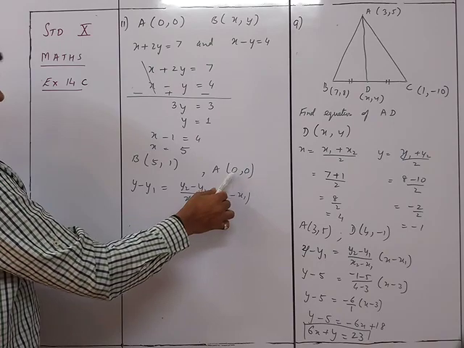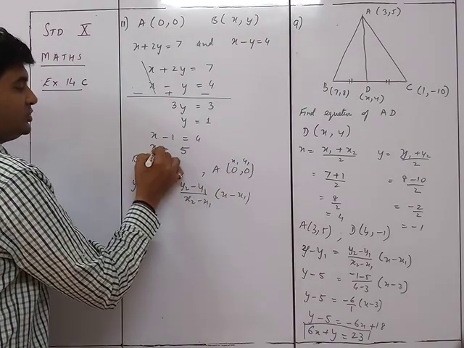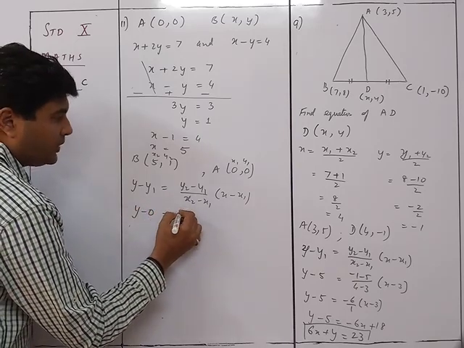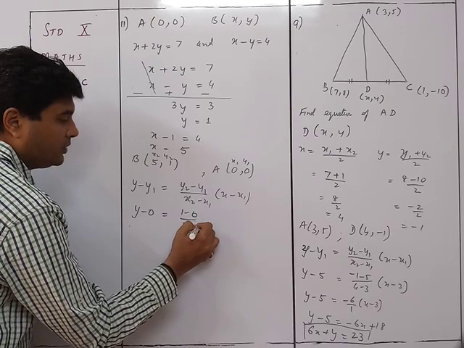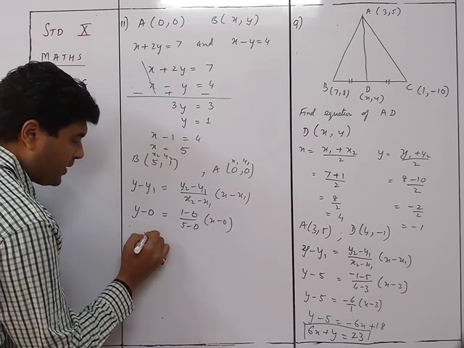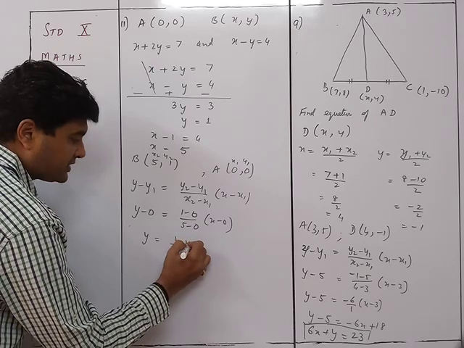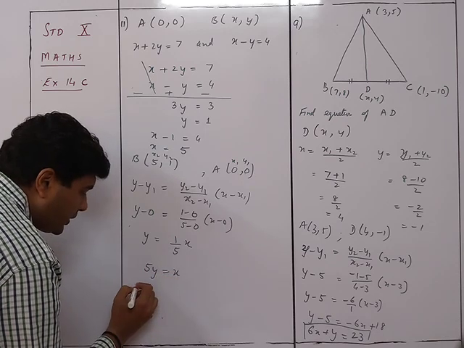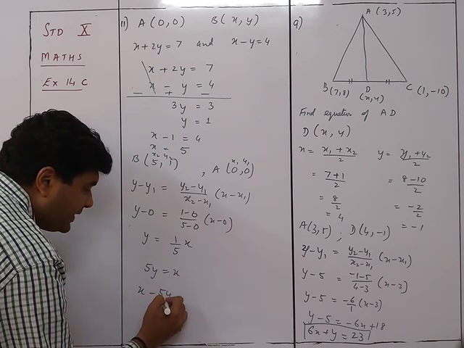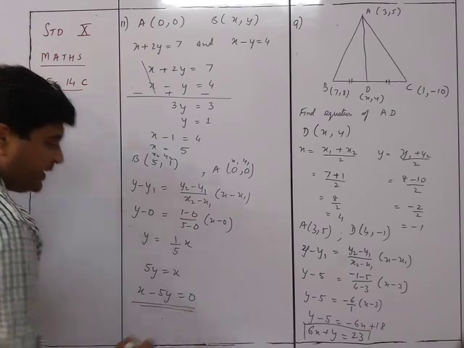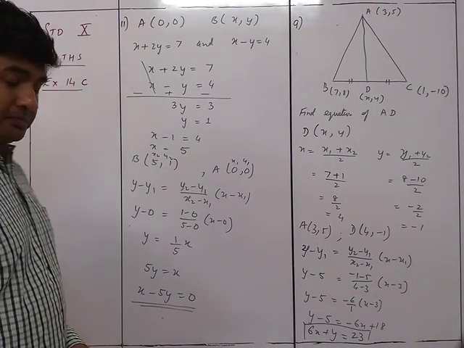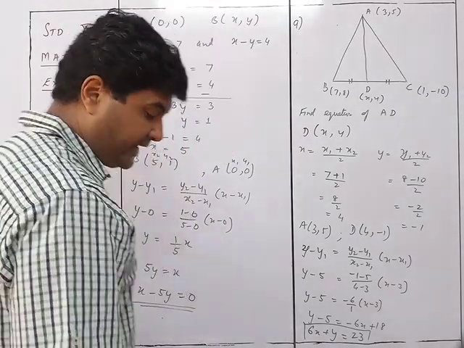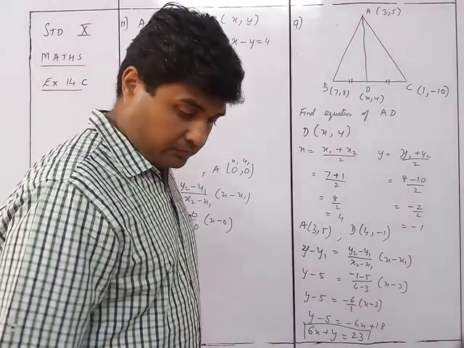To make it easy, we'll make this 0 as x1, y1 and this is x2, y2. So this becomes y minus 0 is equal to (1 minus 0) upon (5 minus 0) into (x minus 0). So automatically it is y is equal to 1 upon 5 x. Right? Or we can say 5y is equal to x, or x minus 5y is equal to 0 as the required equation. Got it? So this was sum number 11, giving us x minus 5y is equal to 0.